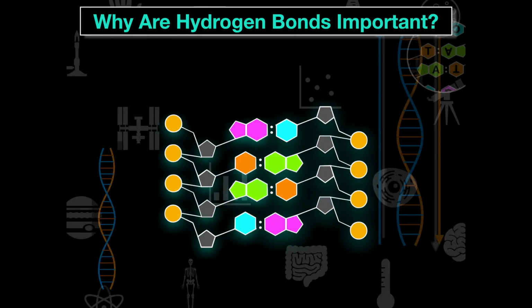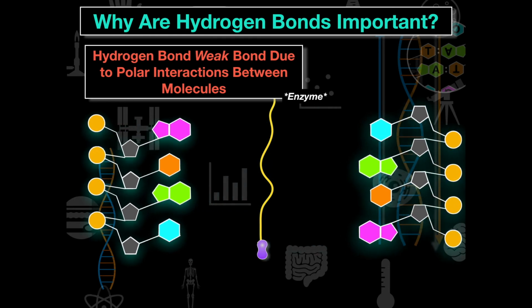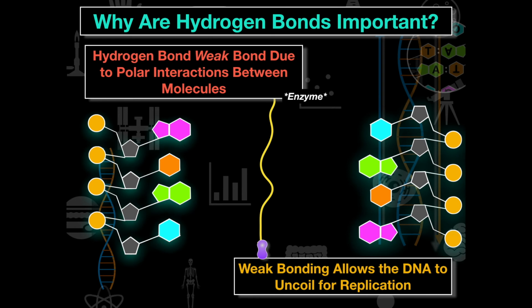So we've been talking about hydrogen bonding, but why are hydrogen bonds important? Remember, a hydrogen bond is a weak bond due to polar interactions between the molecules. So when we go through replication, an enzyme is going to go down the middle of this DNA, and what it's going to do is separate those two strands equally. Well, this is important because the weak bonding of these hydrogens allows the DNA to uncoil, so that way we can replicate it. If we had really strong covalent bonds, it would take a lot of energy, and it would risk mutations in the DNA occurring.